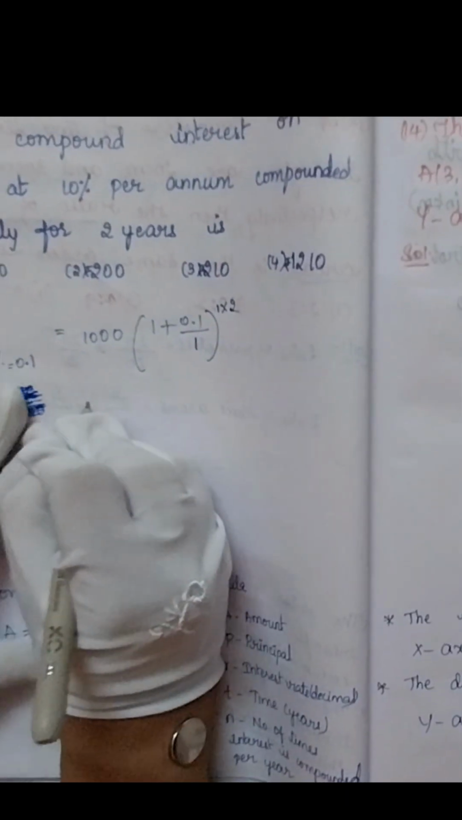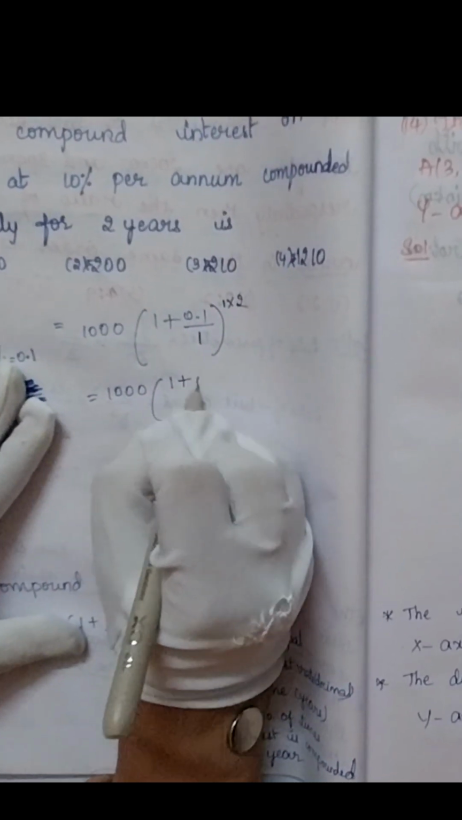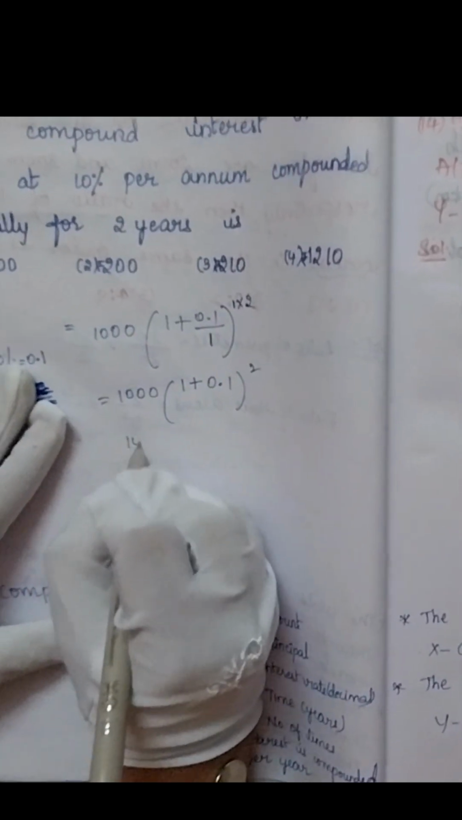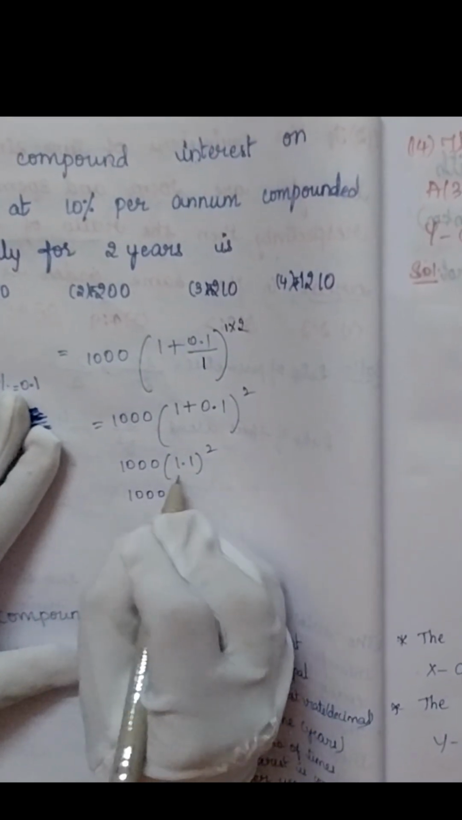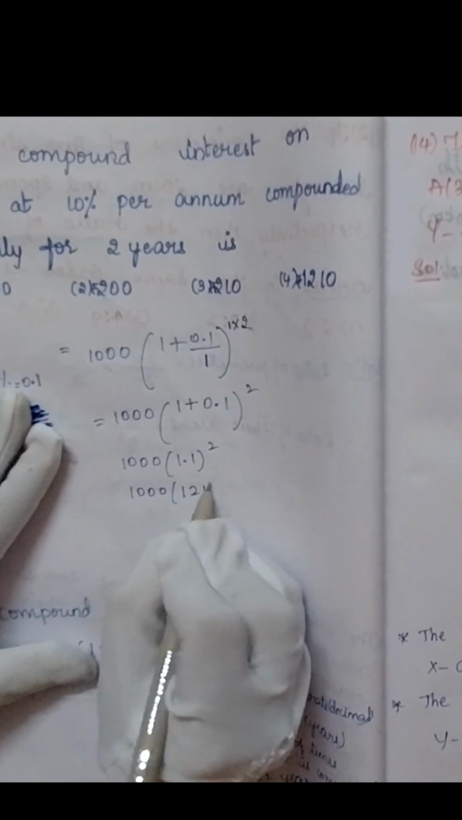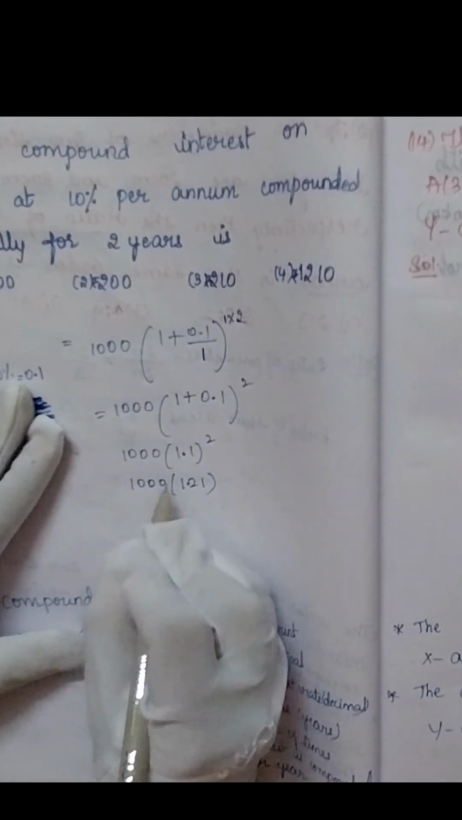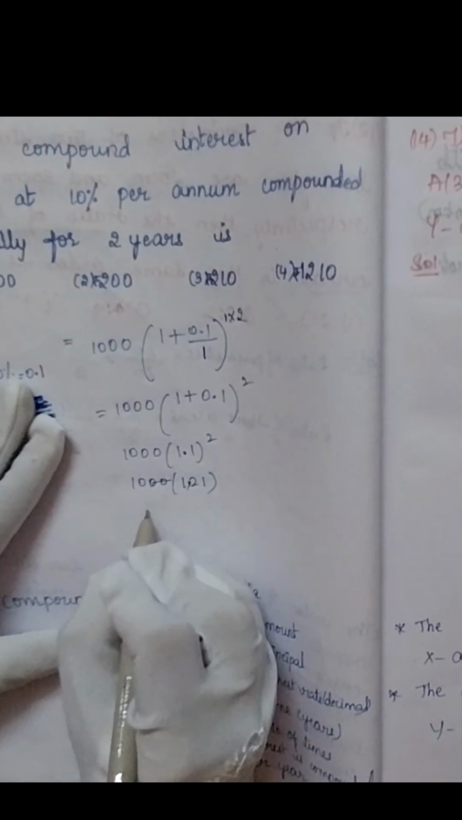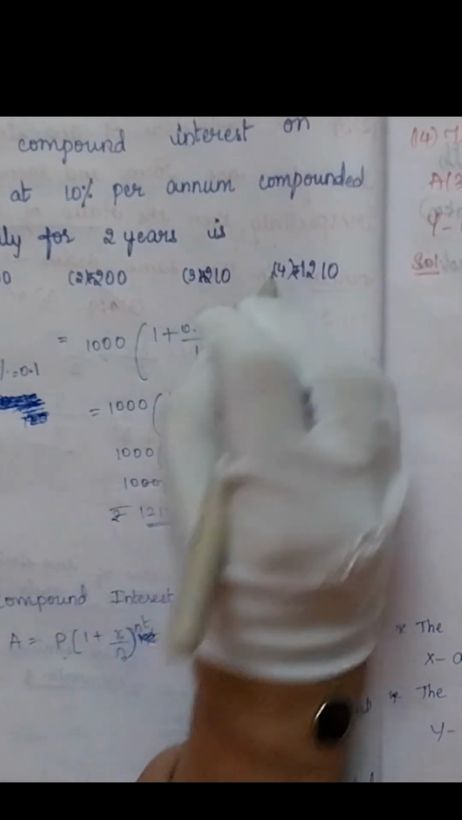So A is equal to 1000 into 1 plus 0.1 whole square. 1000 into 1.1 whole square. So 1000 into 11 square. 11 square is how much? 121, right? And the decimal point is there, so definitely the point will come here. So with 2 decimal places, 2 zeros will be cancelled. Answer will be 1210, isn't it? 1210. So which option is this? This is the fourth option.